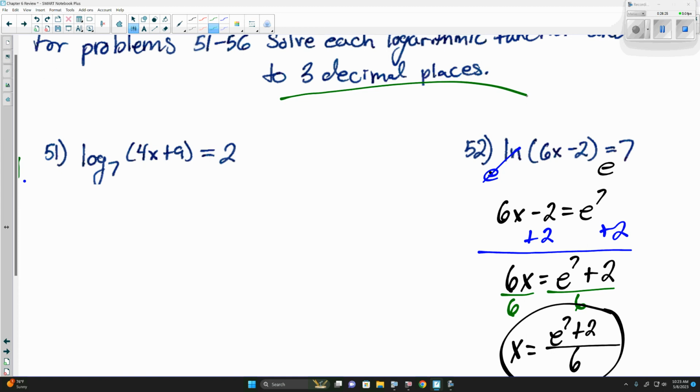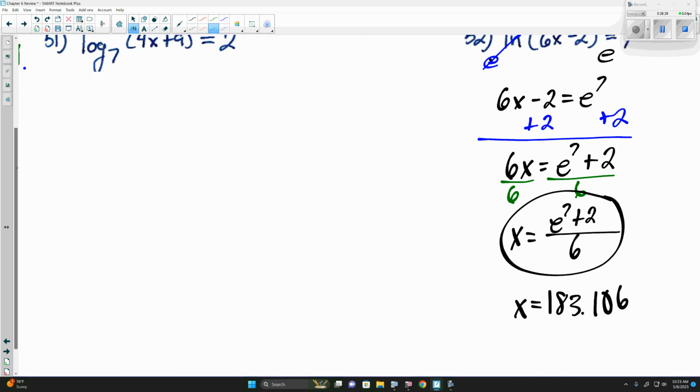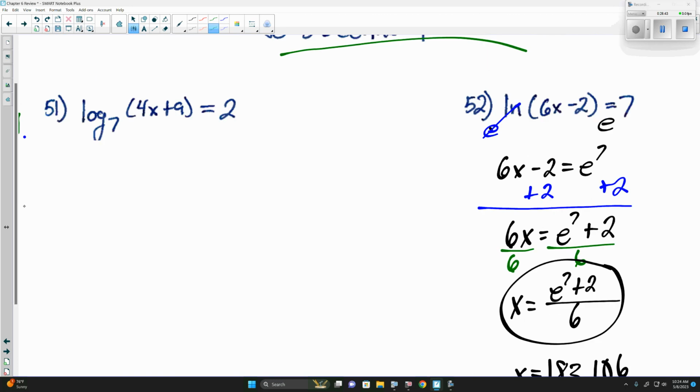Yeah, if it says to the nearest third decimal place, we want to the nearest third. But I would highly suggest listing both. Any other questions on 51 or 52? Questions on 51 or 52?